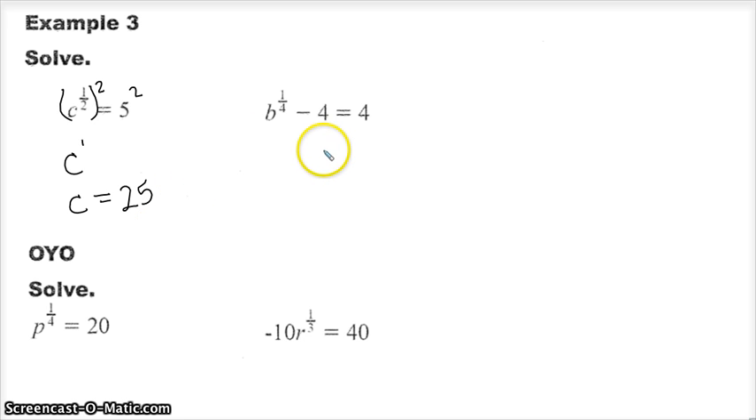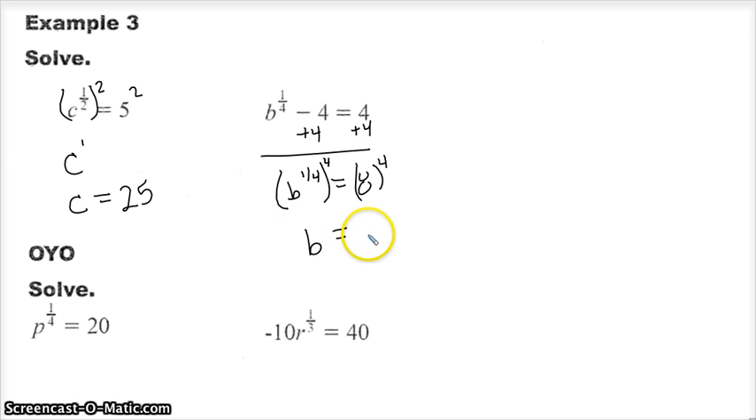Let's look at another one. I need to solve b to the 1/4 minus 4 equals 4. I first need to get b to the 1/4 by itself, so I'll add 4 to both sides. I'm left with b to the 1/4 equals 8. Now, to get b all by itself, I'm going to raise it to the inverse of 1/4, which is 4. I need to do that to both sides. So my final answer is going to be 8 to the 4th, or 4,096. All right, you give it a try.